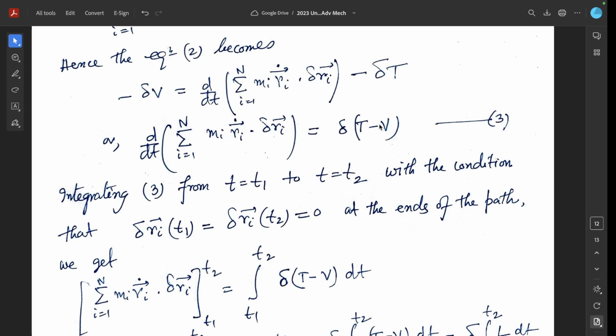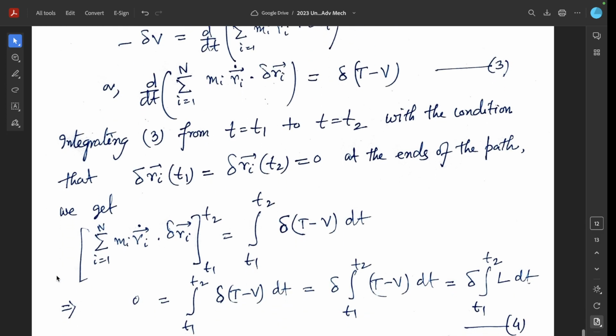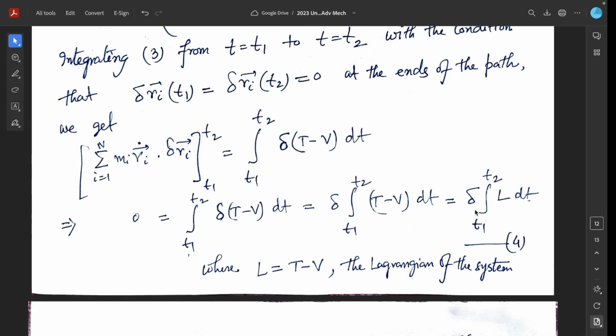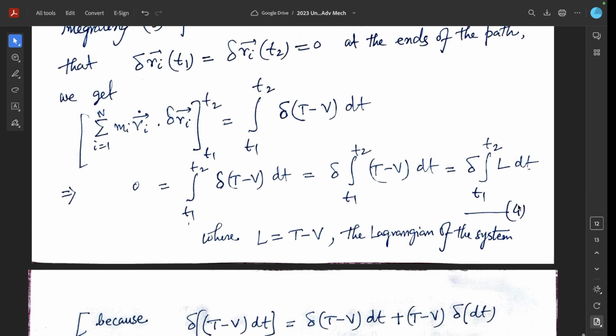And integrating 3 from t equal to t1 to t equal to t2 with the condition that delta ri at t1 equals 0 and equals delta ri at t2, at the end points of the path, this variation in ri is identical for the actual path and the other path. And so integrating, we get the summation of i equal to 1 to n of mi ri dot dot delta ri from t1 to t2 equal to the integral from t1 to t2 of delta T minus V dt. So this equals 0 because delta ri at the endpoints is 0, so this expression is 0, and so delta integral of L dt equals 0.